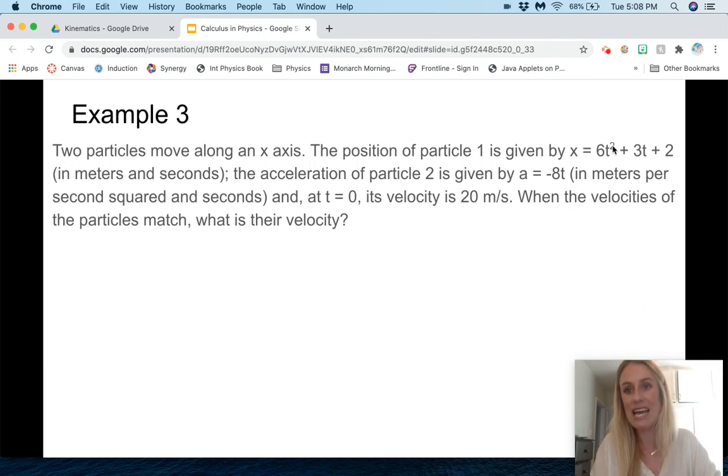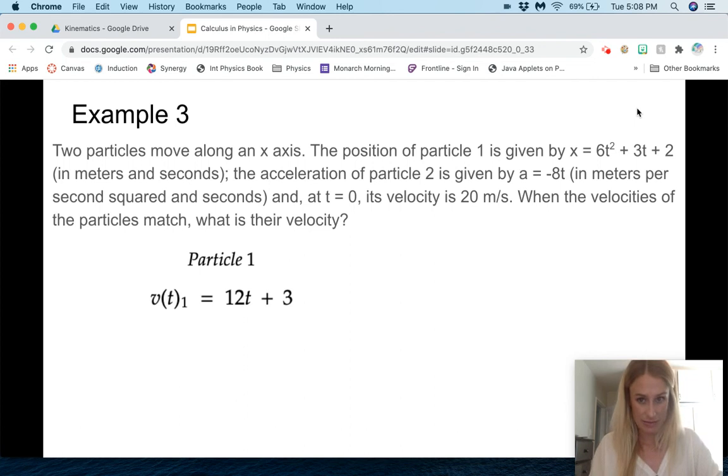I'm just going to take this exponent, multiply 6 by the exponent, subtract 1. I get 12t plus 3. So the velocity for particle 1 is going to be 12t plus 3. I know I did that very quickly, but this lecture is long enough as it is.